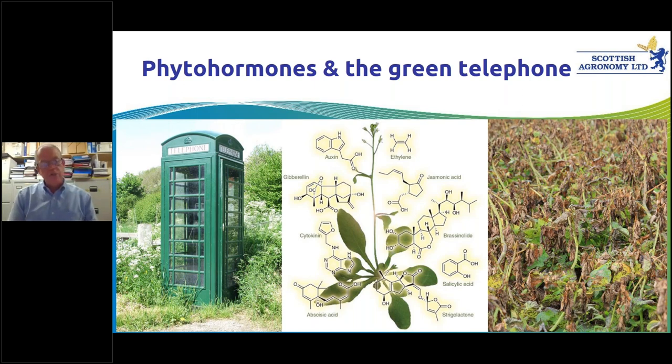Mark has already stated that the rate of haulm desiccation doesn't always correlate well with the rate of skin set. And I'm offering the following as a possible hypothesis for that. The green telephone on the left-hand side is really a metaphor for the hormonal cascade of events that occur through the plant, initiated by the action of applying desiccation techniques. The phytohormones that we apply within the crop occur normally within the growth and senescence of plants, particularly in seed crops with indeterminate or semi-indeterminate varieties.